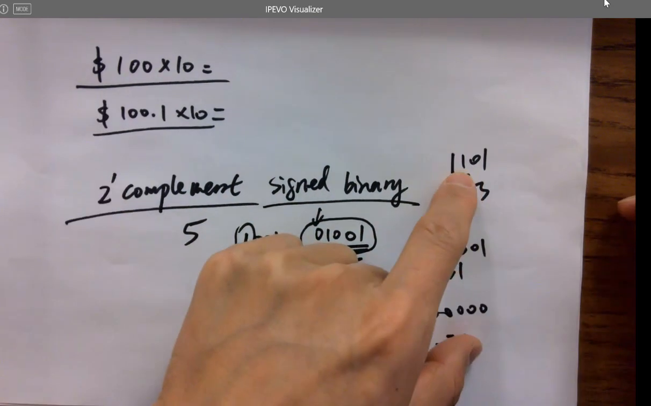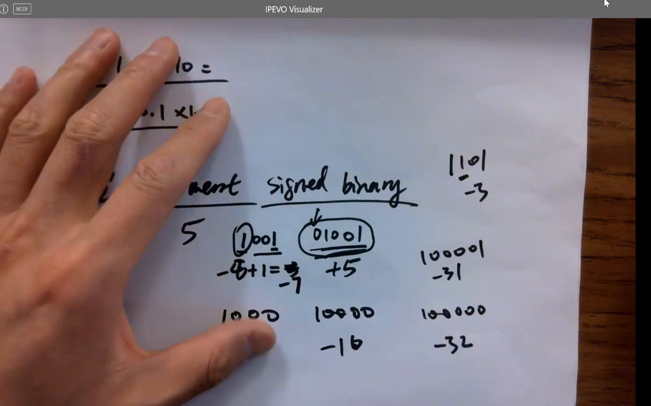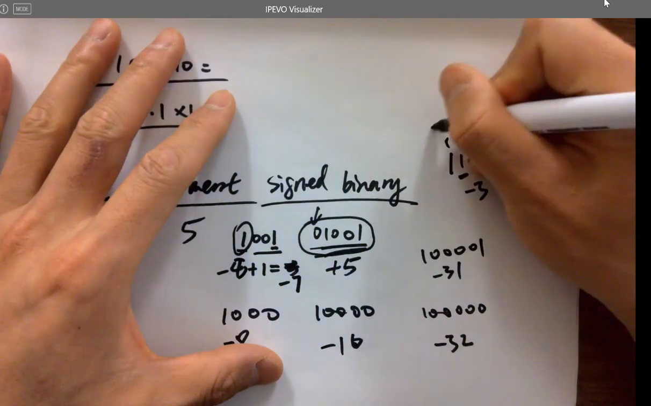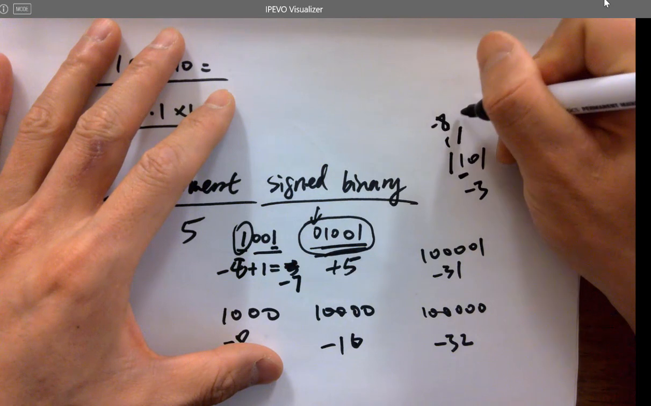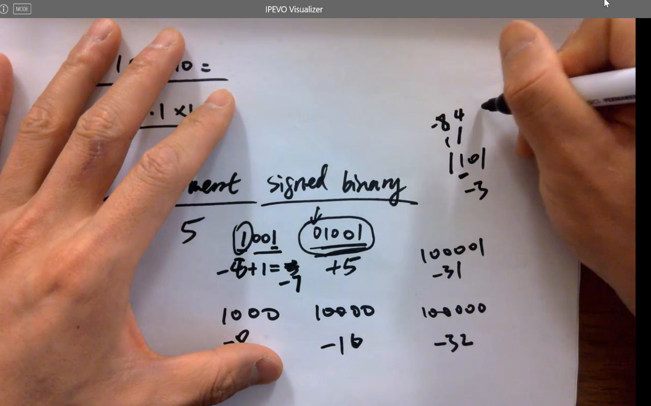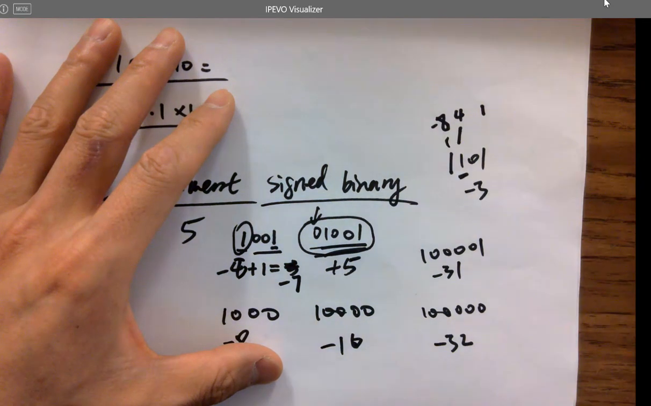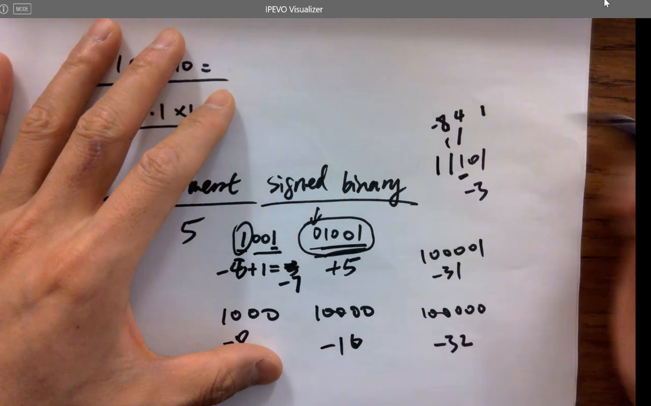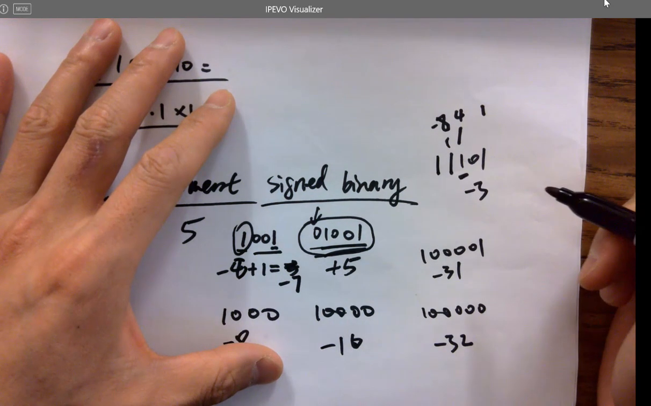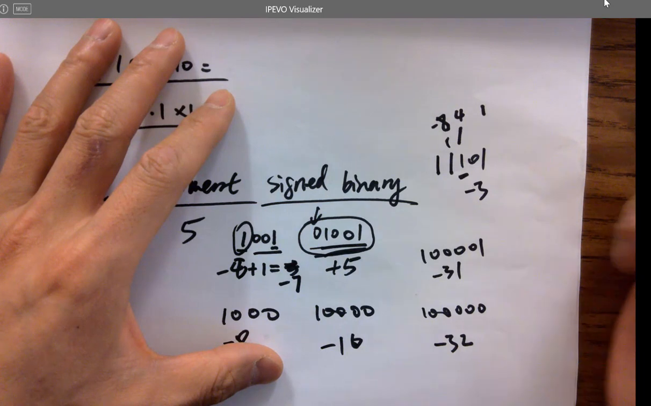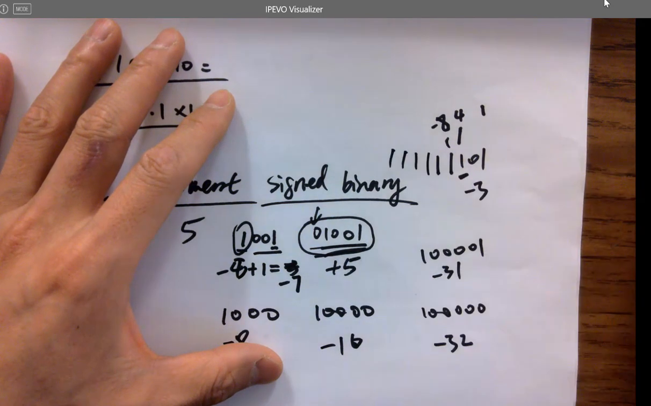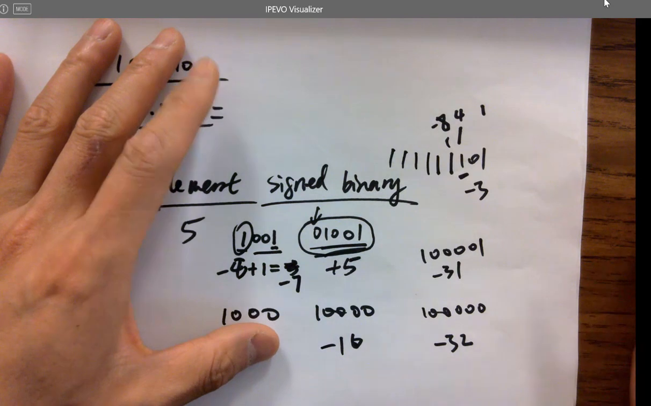So what about this one, 1101? Negative 8, plus 4, plus 1. It's not changing the number. Keep in mind, for negative 2's complement numbers, you can add a million ones in the front. It's not changing it.